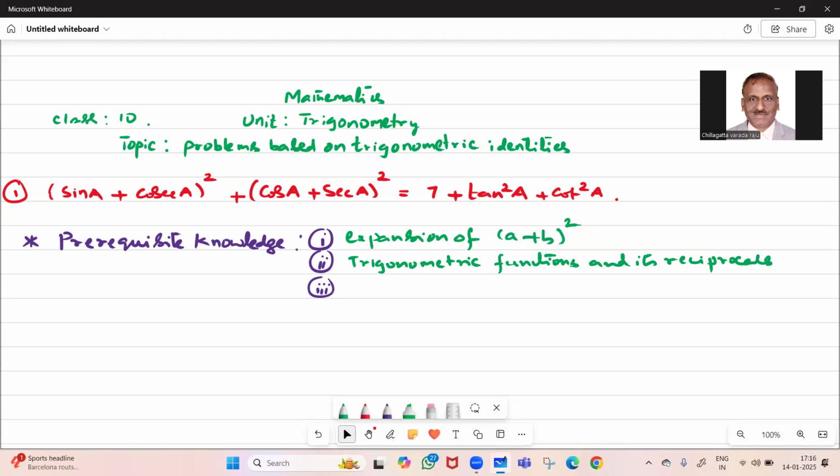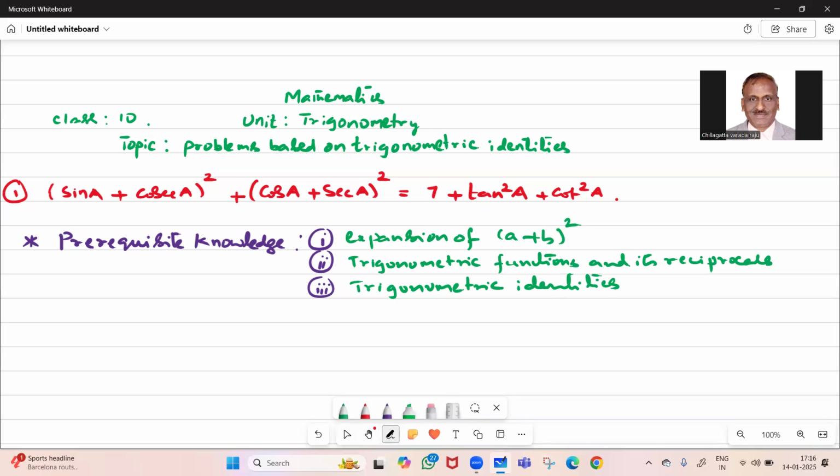In the previous class, we have already discussed sin A, cos A, and tan A. So for sin A, cos A, and tan A, the reciprocals are cosecant A, secant A, and cot A. That we will be using in this problem. When that condition comes, I will be explaining to you. And the third prerequisite knowledge is trigonometric identities. If you are aware of these three concepts, this problem you can solve very easily.